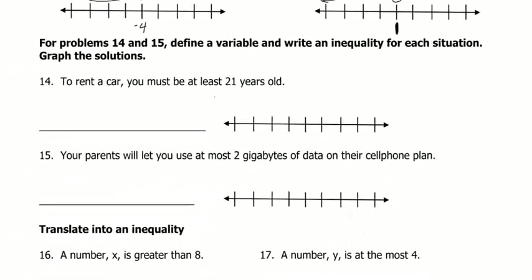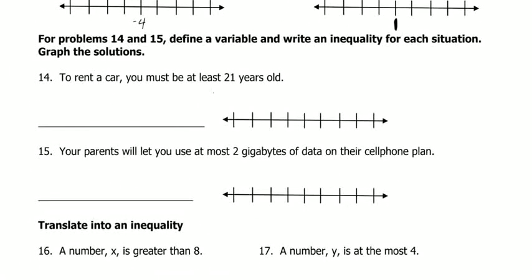So the next thing, we're going to be renting a car. To rent a car, you must be at least 21 years old. So that means at 21 years old, the day that you turn 21, you can rent a car. So what we're going to wind up with is a graph that looks a little something like this. And our final inequality for this is going to look like this: x needs to be greater than or equal to 21.